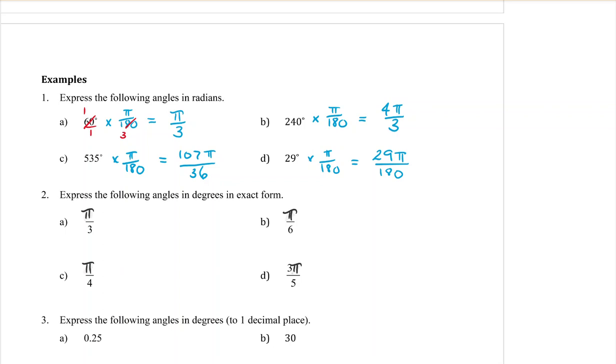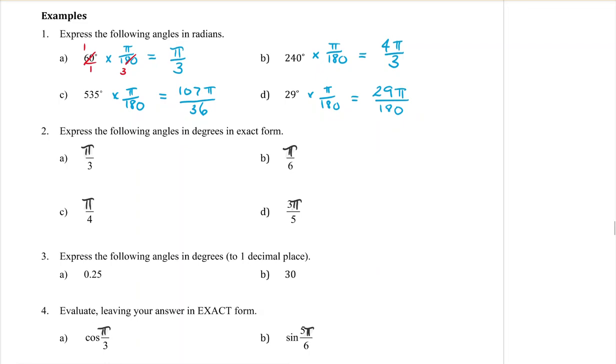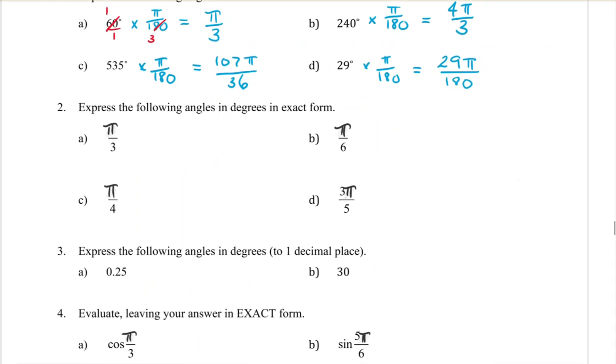Question 2 is going in the reverse direction. It says to express these angles, which are all in radians, because you can see all those pi symbols in there, and we want to put them in degrees in exact form. So remember, there's 2 ways to go from radians back to degrees. If there are pi's in the expressions, which there are in this one, all you need to do is replace the pi with a 180. So that becomes 180 over 3. 180 divided by 3 is 60 degrees.